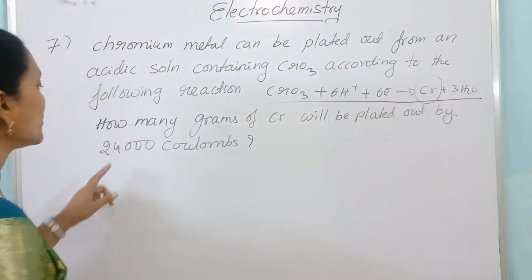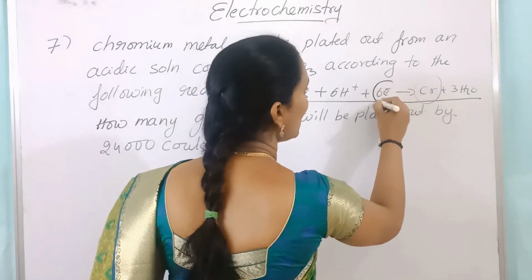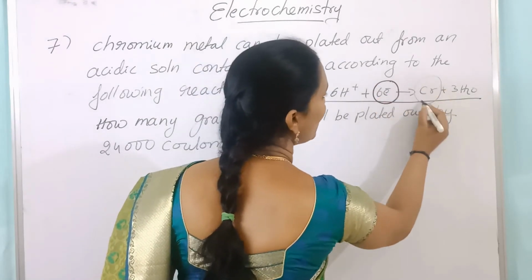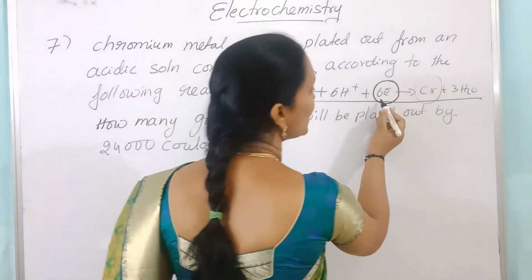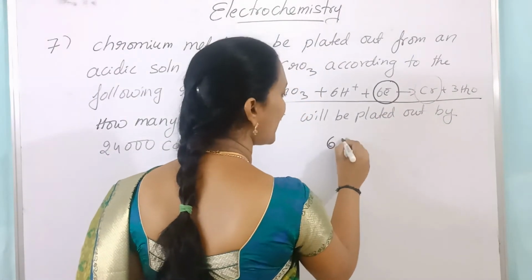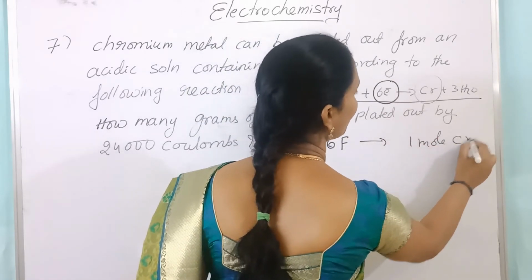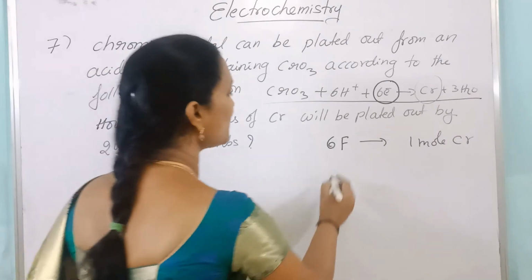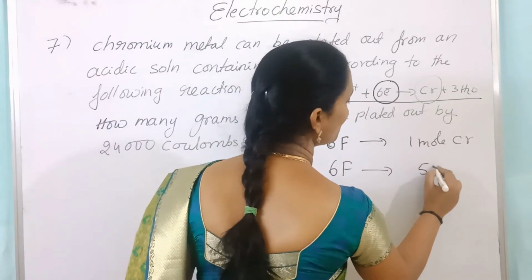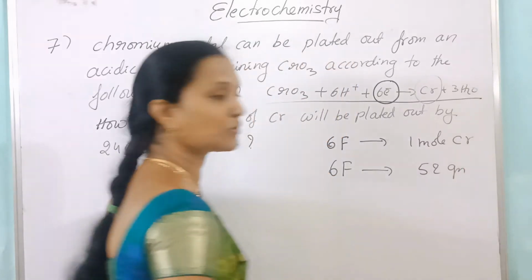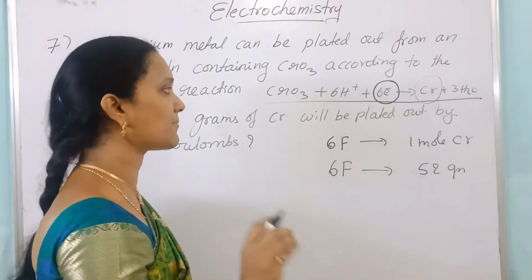Just the weight of chromium they are asking. So now here 24,000 coulombs. Now see this reaction. 6 electrons we are using for 1 mole of chromium. To deposit 1 mole of chromium, how many electrons are required? 6 electrons, nothing but 6 Faraday. 6 Faraday deposits 1 mole of chromium. 1 mole of chromium is the atomic mass, 52 grams.